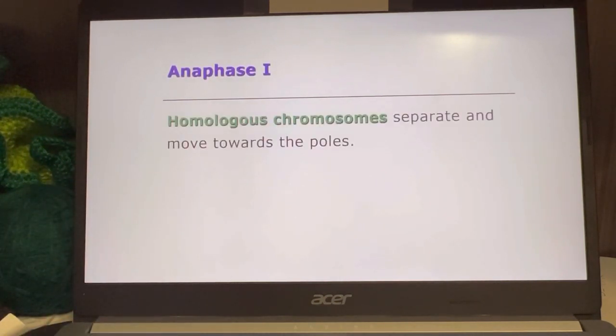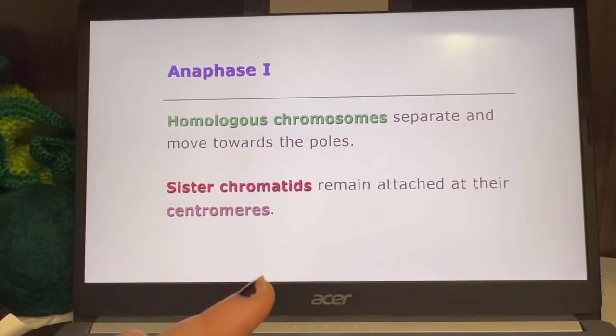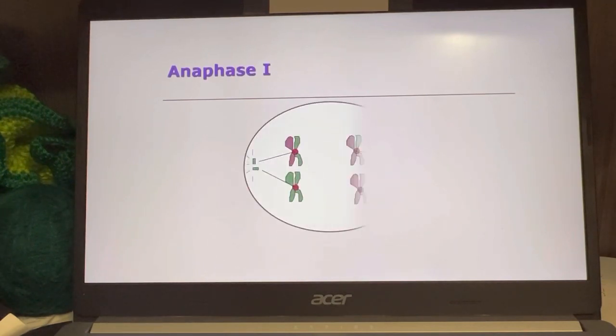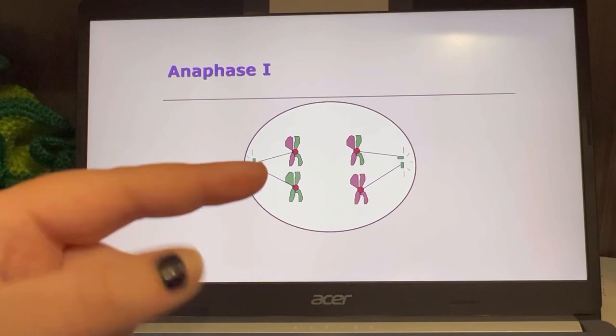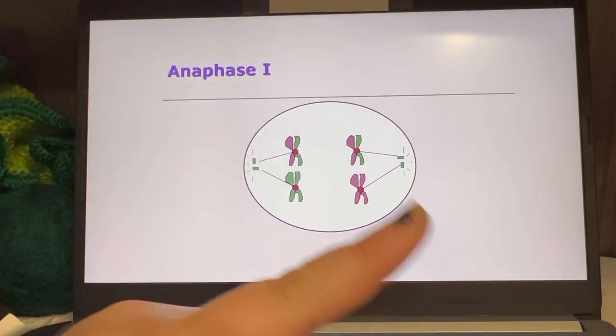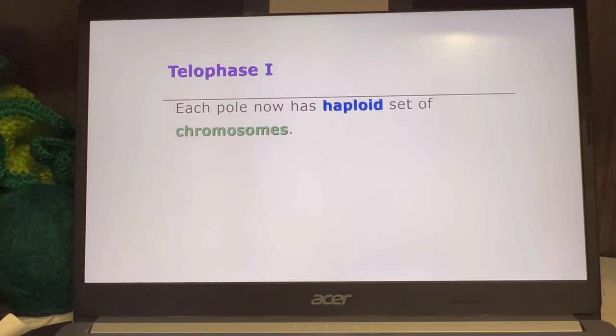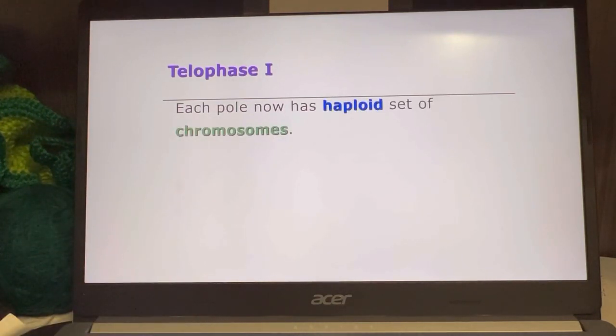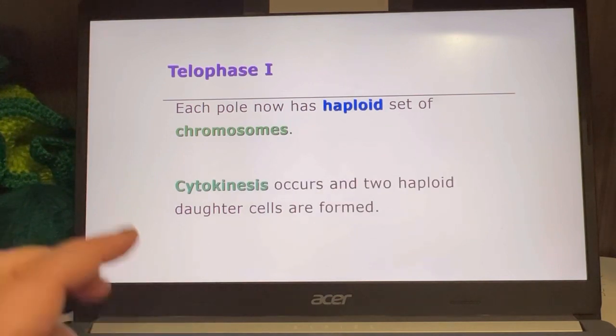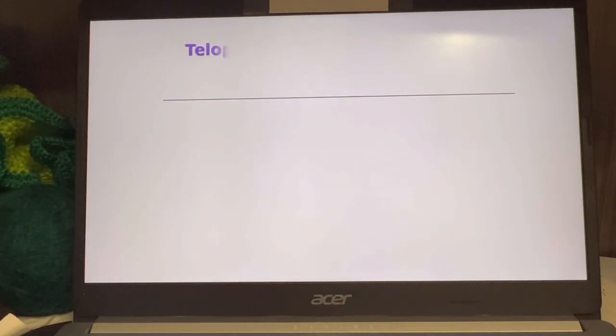Anaphase 1. Homologous chromosomes separate and move towards the poles. Sister chromatids remain attached at their centromeres. Right? So in anaphase 1, the sisters are still attached, but they're moving away to opposite sides of the cell. Telophase 1. Each pole now has a haploid set of chromosomes. Okay? And cytokinesis occurs and the 2 haploid daughter cells are formed.